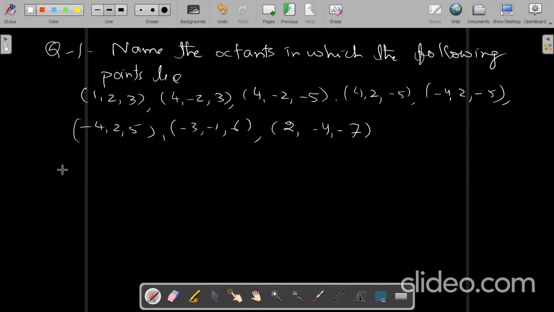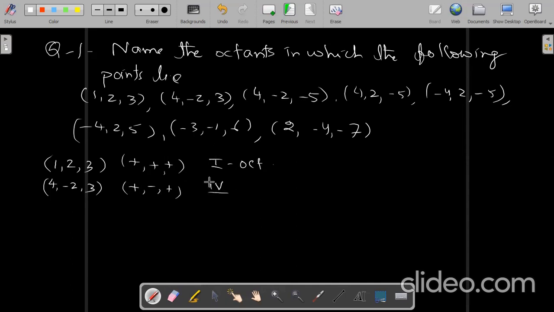So we have to check the first point, 1, 2, 3. All coordinates are positive. Here we are getting plus, plus, plus, so it lies in the first octant. Second is 4, minus 2, and 3. That means x coordinate is positive, y is negative, and z is positive. So this lies in the fourth octant.